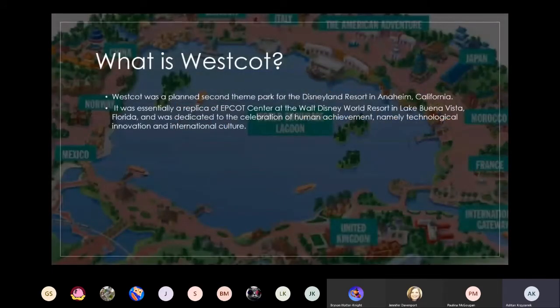So you may be asking yourself, what is Westcott? Westcott was a planned second theme park for the Disneyland Resort in California, and it was going to be a replica of Epcot, which is the World Showcase kind of thing. It was located in Florida and was dedicated to the celebration of human achievement, technological innovation, and international culture.